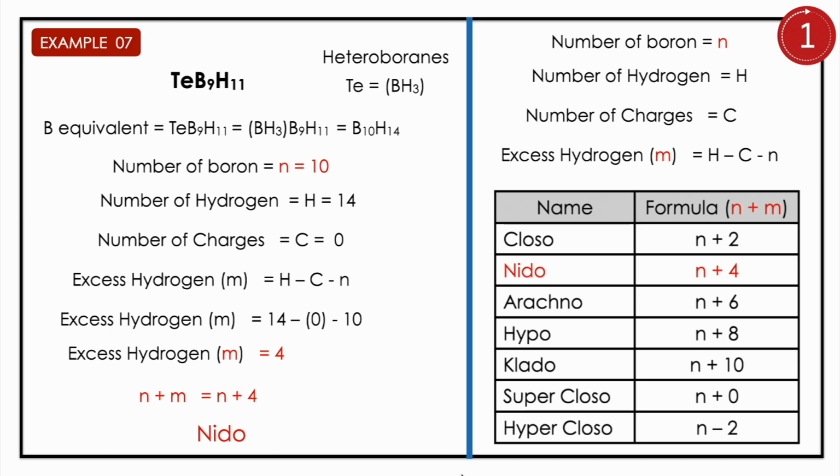The excess of hydrogen formula is M equals H minus C minus N. Hydrogen is 14, charge is 0, N is 10. So the excess of hydrogen M equals 4. So it is an N plus 4 system, which is the Nido system. So according to Wade's rule, TeB9H11 has a Nido structure.